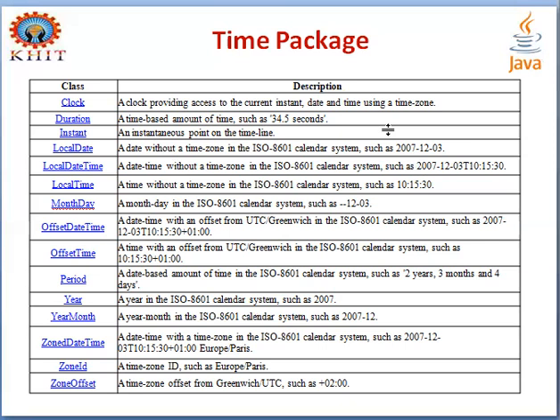Similarly, LocalDate. This class gives you a date without a time zone in the ISO 8601 calendar system, such as 2007. That means the year will be mentioned first, and then the month, and then the date. That is called the ISO 8601 calendar system. In the Indian calendar system that we follow, we first print the date, and then the month, and then the year. But here it is reversed. Okay, so LocalDate is a class which tells you the date of the present time.